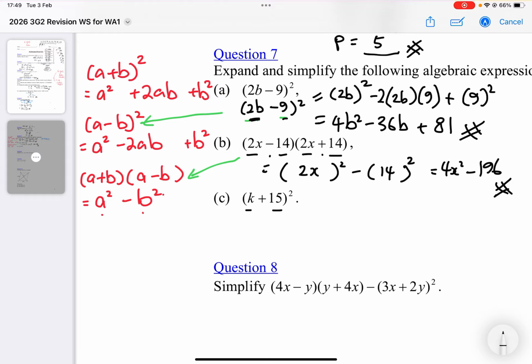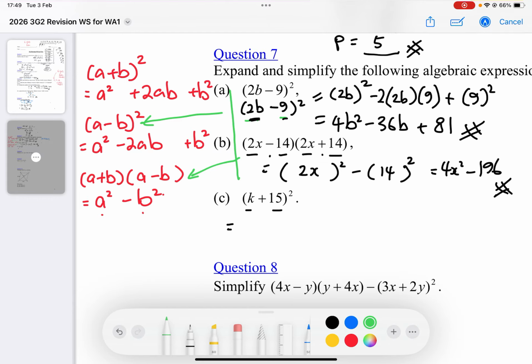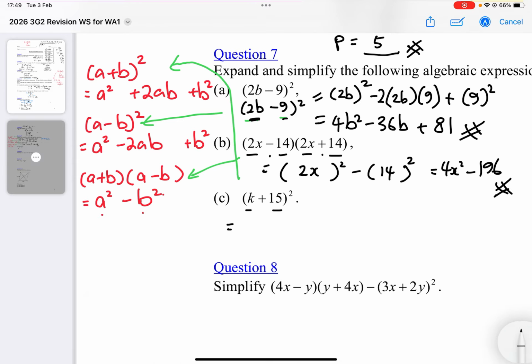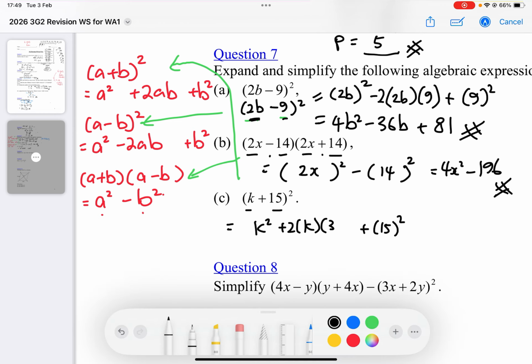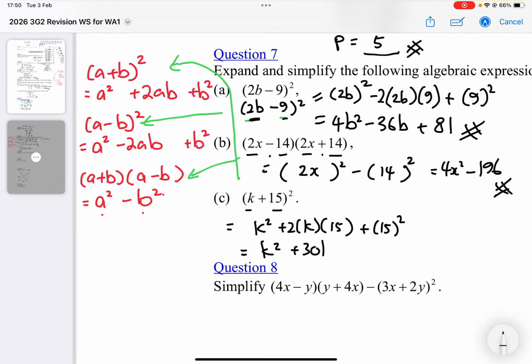Front plus back, whole thing being squared. So use the identity. This is the third one. So I will have the front is being squared plus the back is being squared plus 2 times the front times the back. Back is 50. Simplify, k square plus 30k plus 225. Answer.